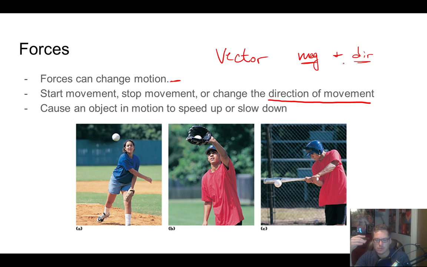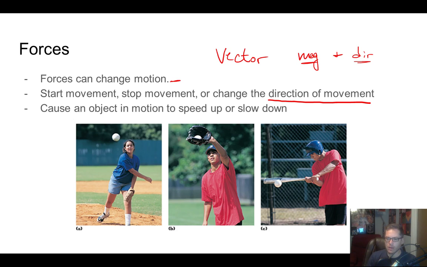It can also cause an object to speed up or slow down. In this picture, there's a girl throwing a ball. It looks like a softball, maybe a baseball, who knows. When the ball was at rest in her hand, she picked it up, it was moving, and then she launched it, and now it was moving through the air. Right now there's no forces acting on it, because it's in the air. Well, gravity is a force acting on it, but horizontally there's no force making it move towards us.